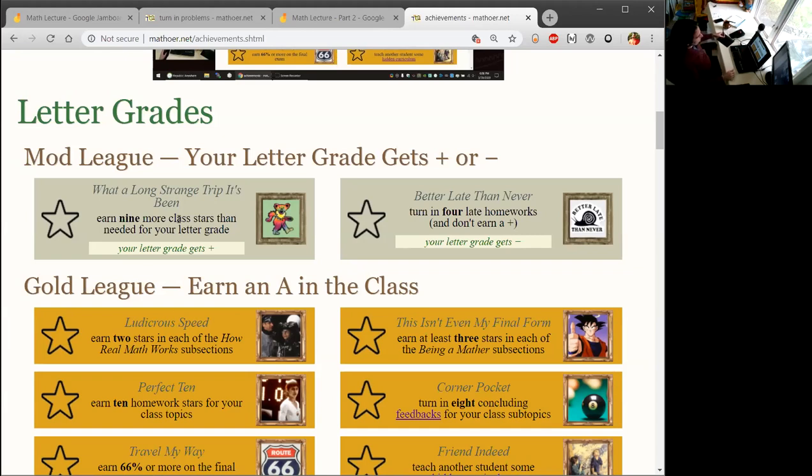If you get 9 more stars for your class, Math 25 homework doesn't count, than you would need for your letter grade, you get a plus. You'll see that that's a fair amount of work, but not actually that bad. If you get 4 late homeworks, but you don't earn the plus, then you get a minus, which means you're doing A or B or C level work. You're just a little slow and not organized.